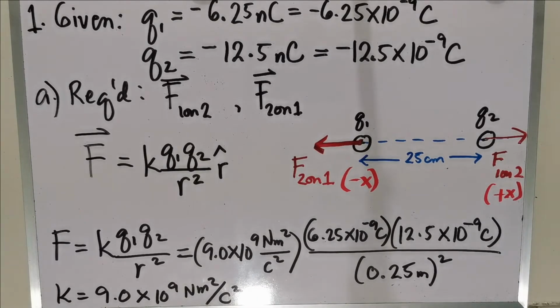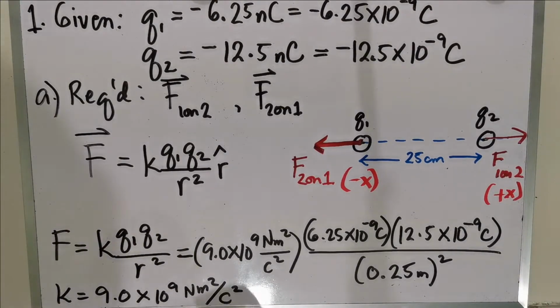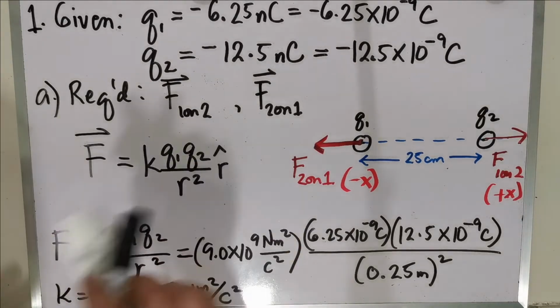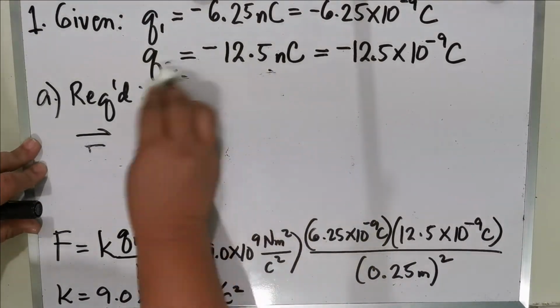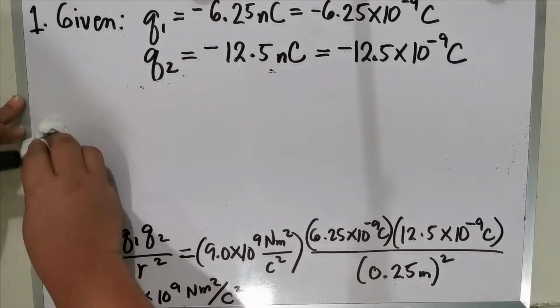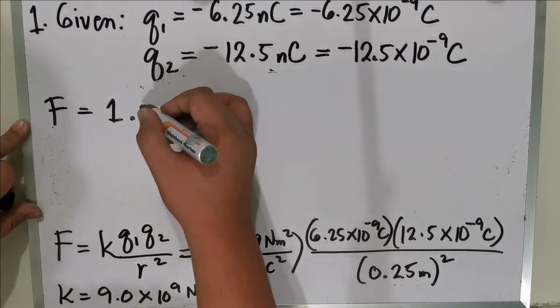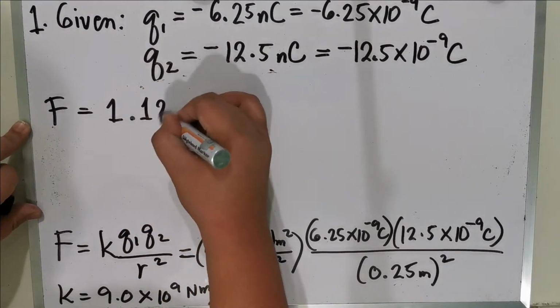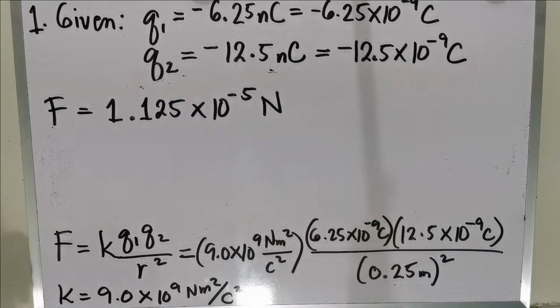So from this, the value of the force exerted by each charge, the value of the forces that each charge exerts on each other, would then be equal to F is equal to 1.125 times 10 to the negative 5 Newton. So this is the magnitude of the force that they exert on each other.